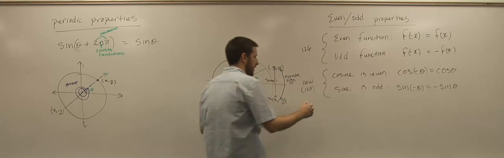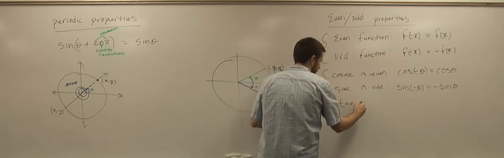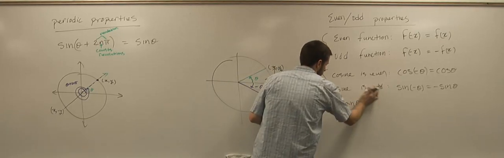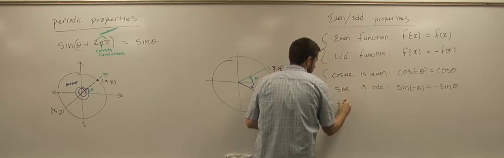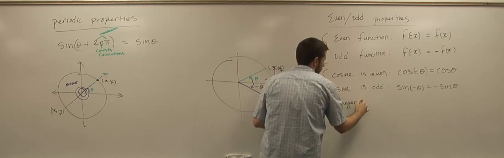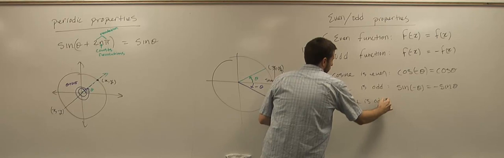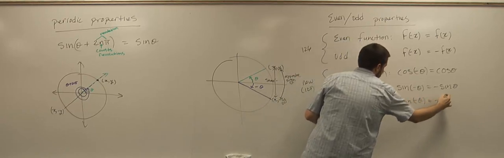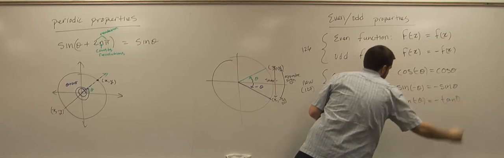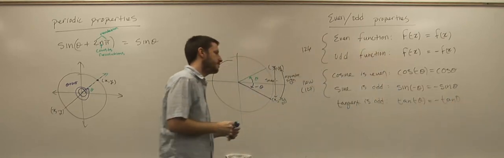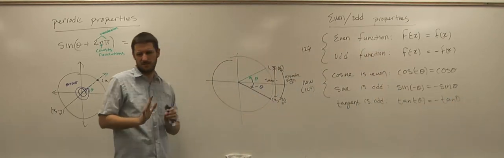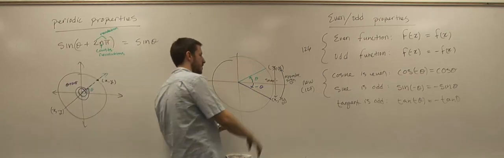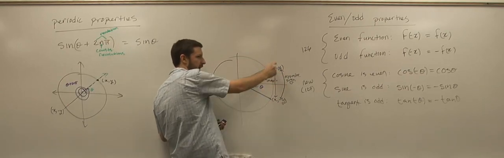There's a tangent property too. Tangent is odd as well, meaning that tangent of negative theta is equal to negative tangent theta. It's the same reason. Right? The sign changes for y over x.